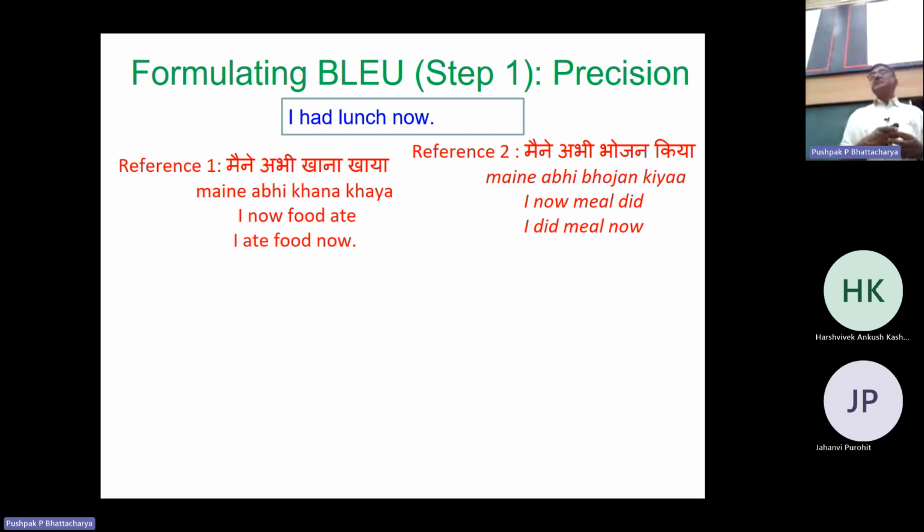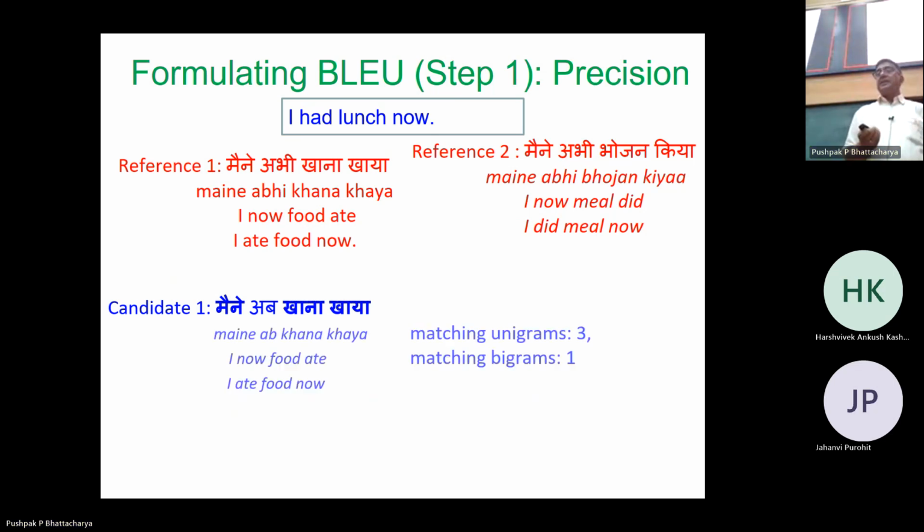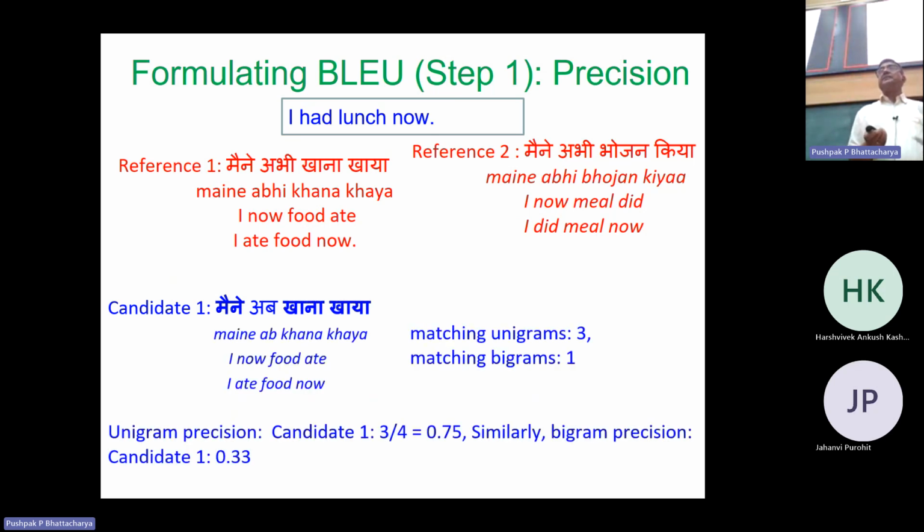So, and also you can have synonyms. मैंने अभी खाना खाया and मैंने अभी भोजन किया, for example. Two different sentences. So, if the candidate one coming from a machine translation system is मैंने अब खाना खाया, then let's note how the n-gram precision is computed.